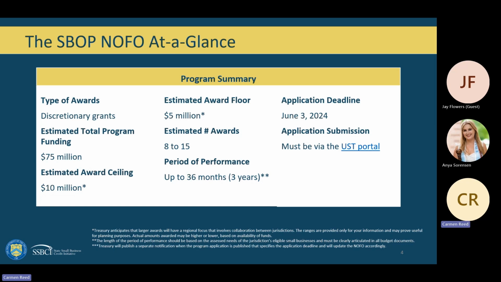The application deadline is June 3rd, 2024 at 11:59 p.m. Eastern Standard Time. Because this is a competitive grant program, Treasury cannot accept late submissions. All submissions must be made through the Treasury application portal, which is linked on this slide.